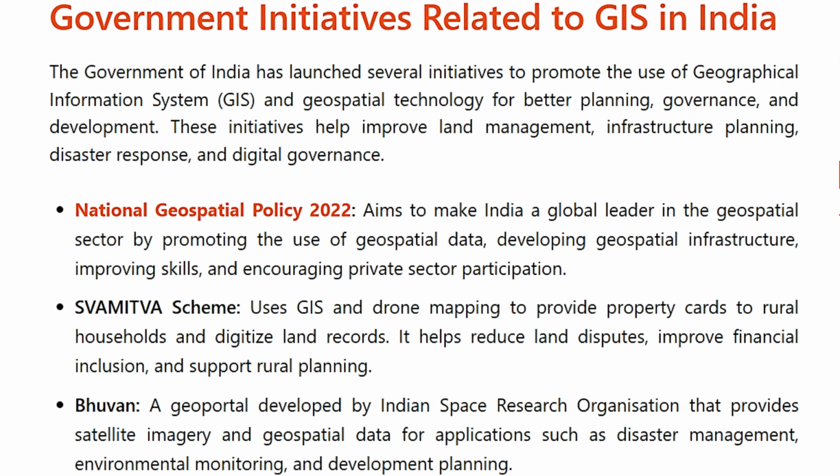Swamitva scheme uses GIS and drone mapping to provide property cards to rural households and digitize land records. It helps reduce land disputes, improve financial inclusion, and support rural planning. Bhuvan, a geoportal developed by Indian Space Research Organization, provides satellite imagery and geospatial data for applications such as disaster management, environmental monitoring, and development planning.